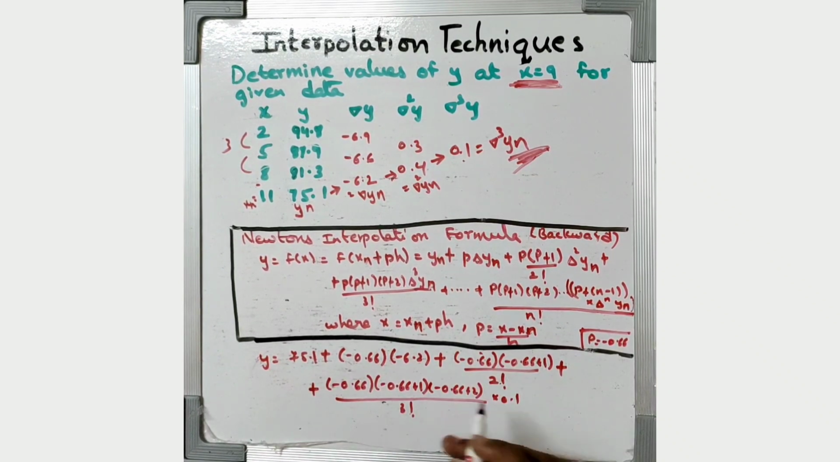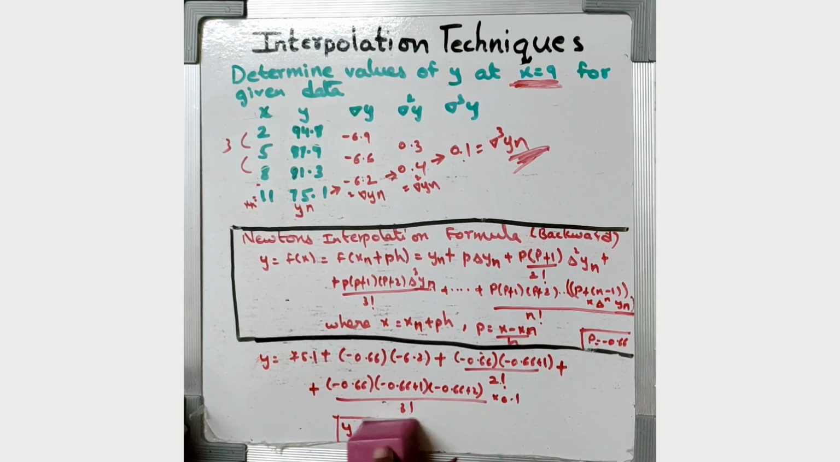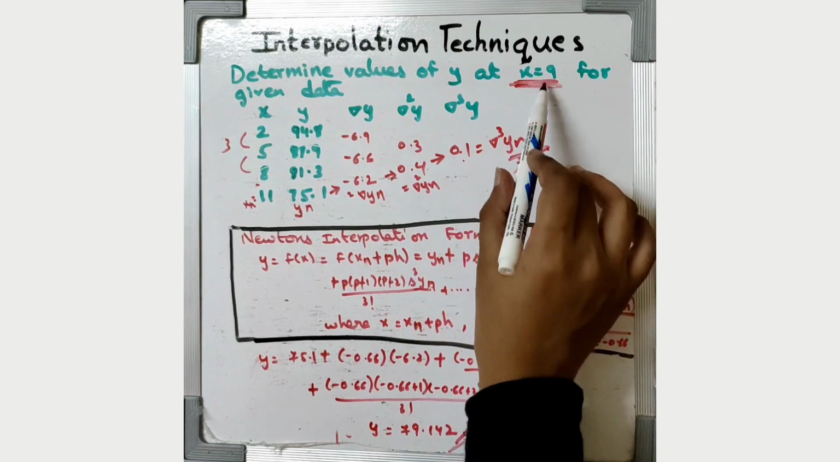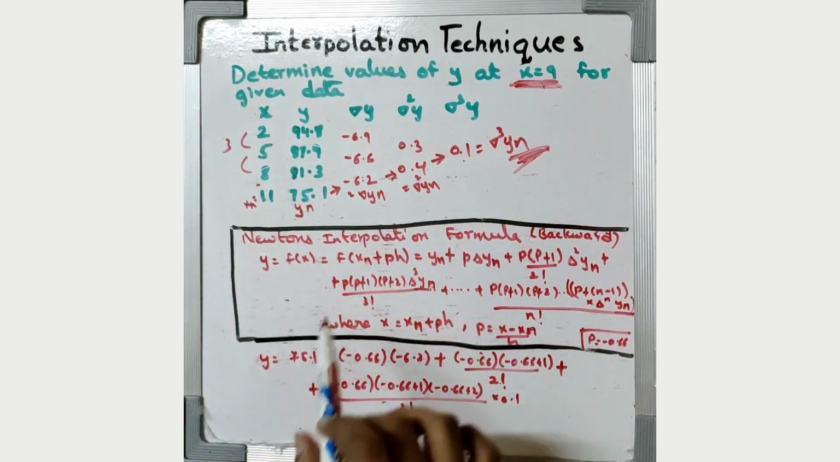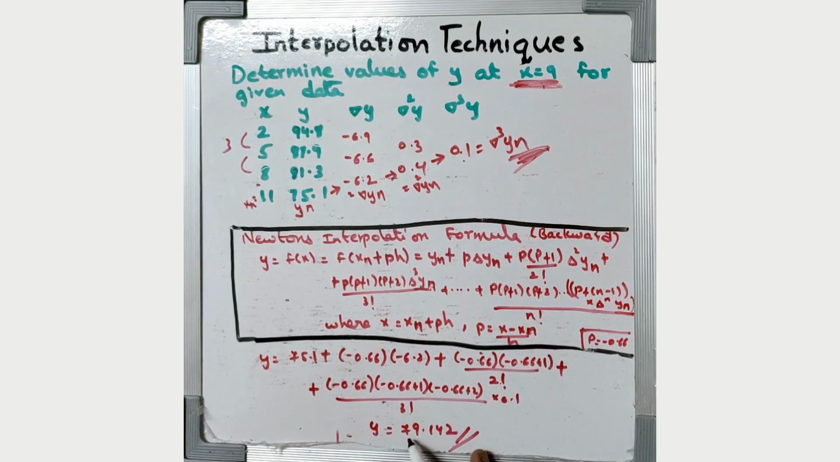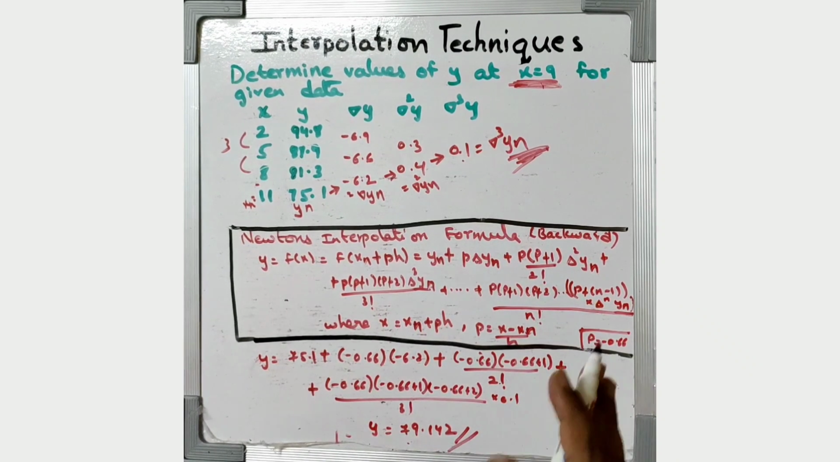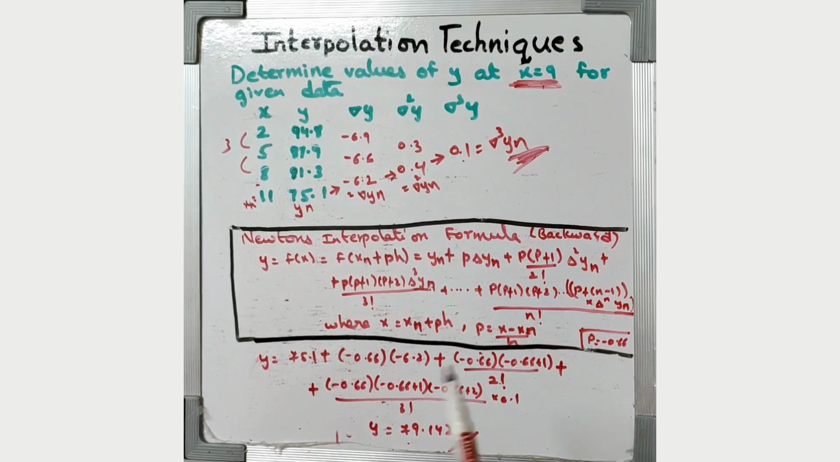Now after calculating this whole equation, you will get y equals 79.142. So this is our value at x equals 9. The value of y at x equals 9 is 79.142. So this is all about the interpolation techniques, the forward and the backward.